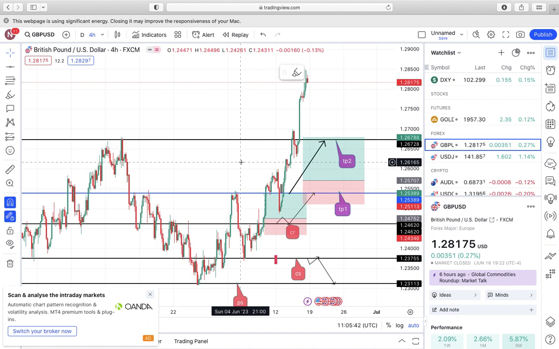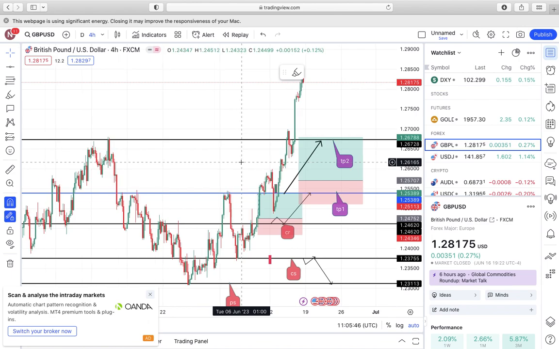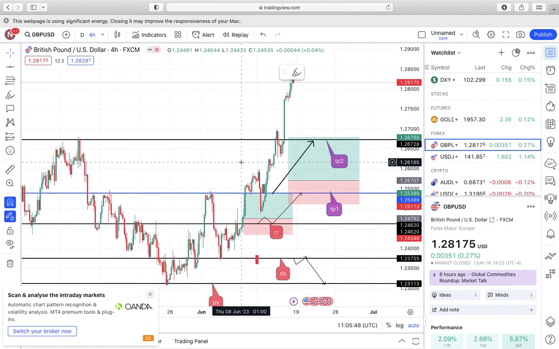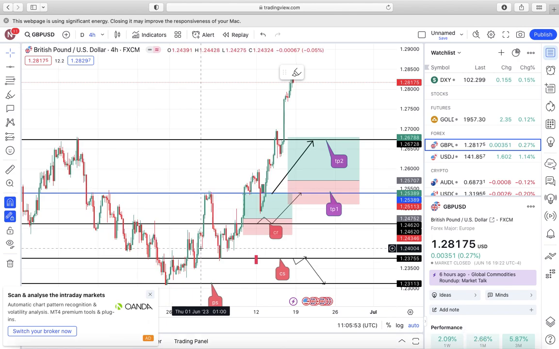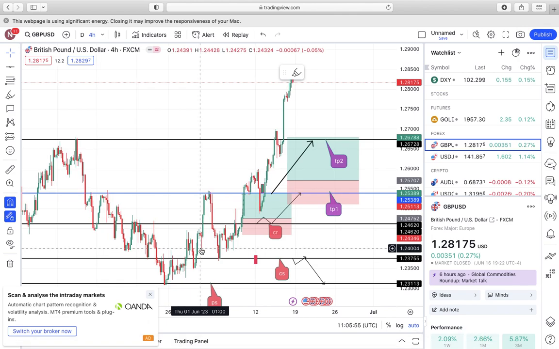Can we check where that support was violated? I don't know if we can get one here. If we can get one here, this is a resistance. Where is the support violated?